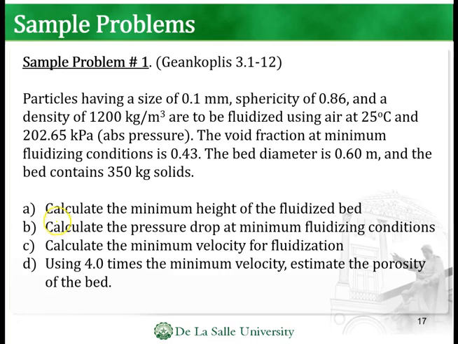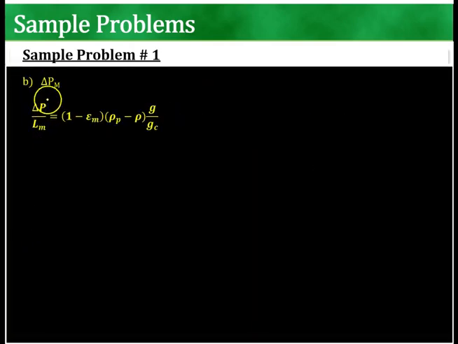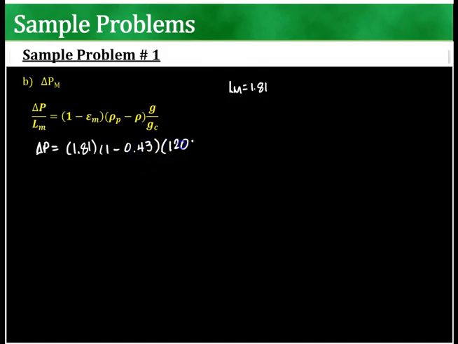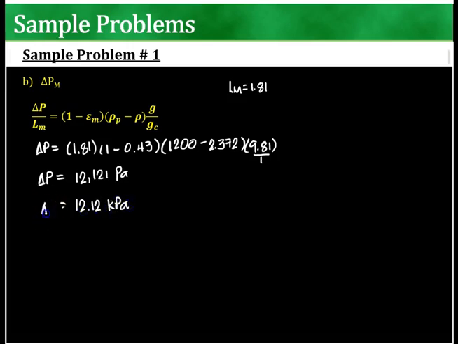For letter B, what's being asked? The pressure drop at minimum fluidizing conditions. I already wrote here the formula for pressure drop. Delta P, I can just multiply the LM to the other side. We were able to solve LM earlier, 1.81, from letter A. Then 1 minus EM, which is 0.43, times 1,200 minus 2.372, times 9.81 over 1. Therefore, your delta P is 12,121 Pascal or 12.12 kilopascal. So that's the pressure drop at minimum fluidizing conditions.